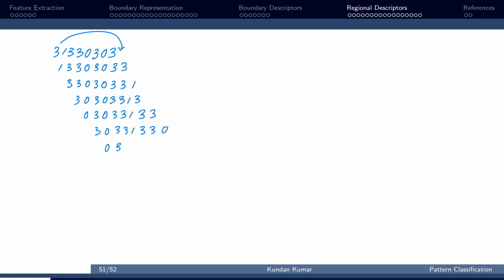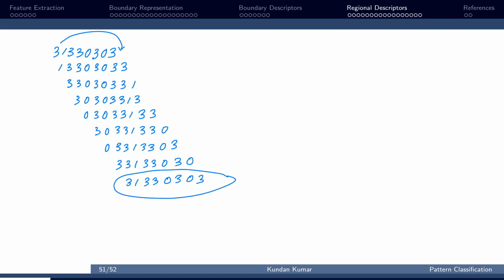30331330, 0331330, 03331330, 31330303. You find that this one and this one are the same number, so we will not consider this one. These are the numbers which are possible when we rewrite in the circular sequence. From these numbers, which is the largest number that we can find? This one is the largest.